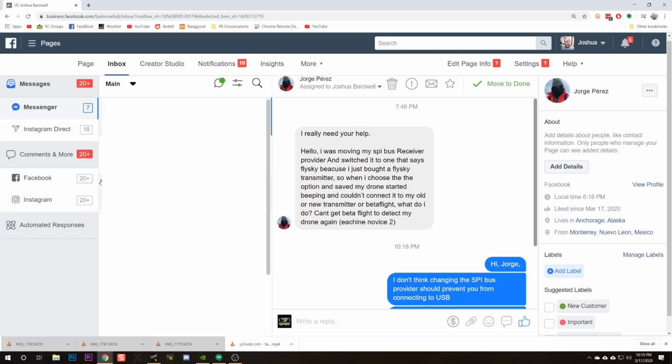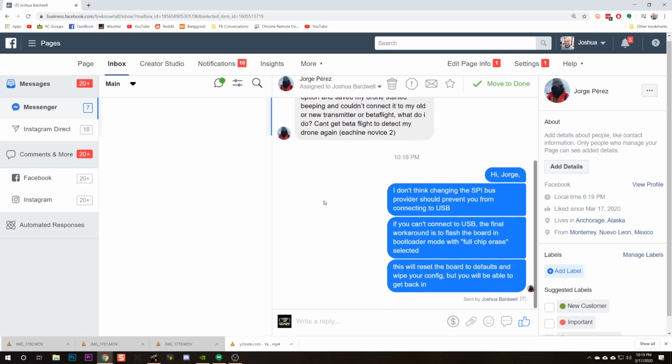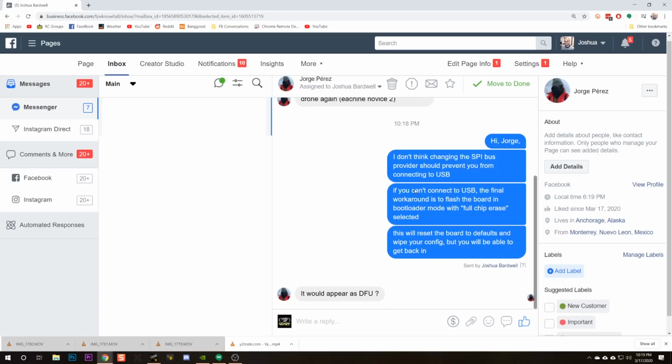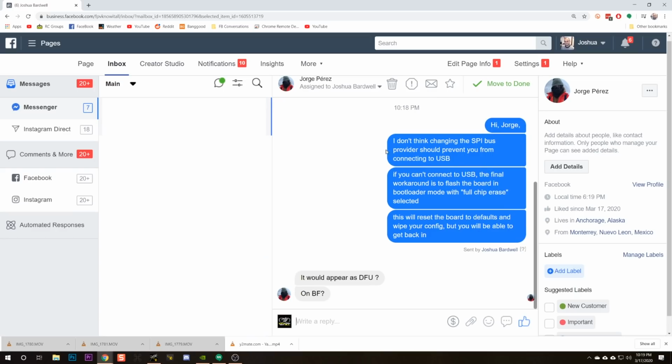Here's a question from Jorge Perez. Jorge was doing something with his serial receiver provider. He was trying to change it to FlySky, and when he saved it, then he couldn't connect and couldn't get into Betaflight either. It's too bad. If the issue is that you can't get into Betaflight, I don't know why changing your serial provider would prevent that, but maybe something else got changed by accident. The workaround is to put the board into bootloader mode and reflash the board with full chip erase selected, and that'll reset the board to defaults, and hopefully you have a backup of your configuration to get you back in.